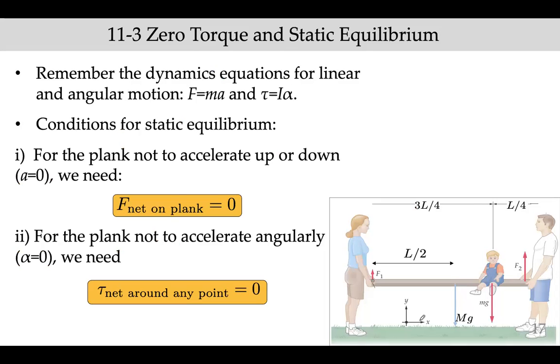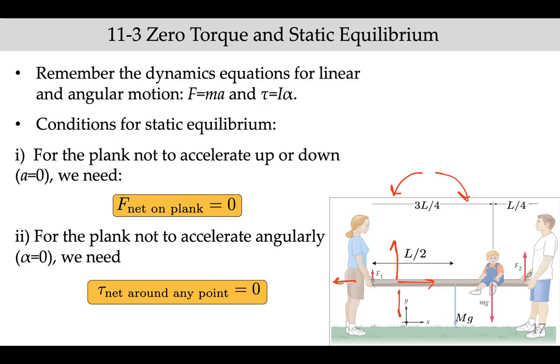Okay, now let's move to static equilibrium. Now look at the figure. Look at this plank, and everything, in fact, the child and the people, particularly this plank, are in equilibrium. So what does that mean? That means the plank is not going left or right. It's not going up or down. Okay, and that's not all. It's also not rotating in the counterclockwise or clockwise direction. Right?